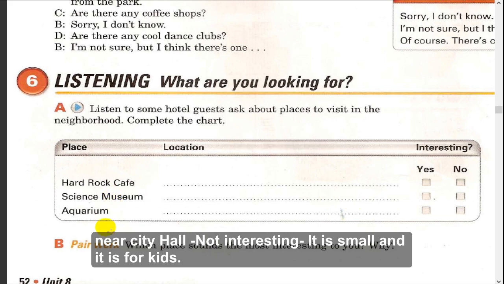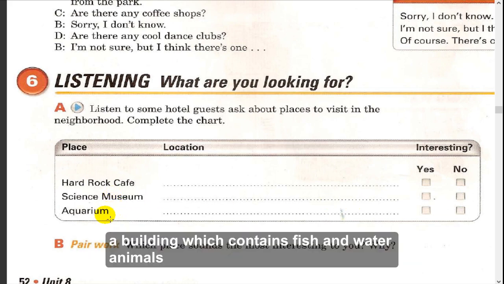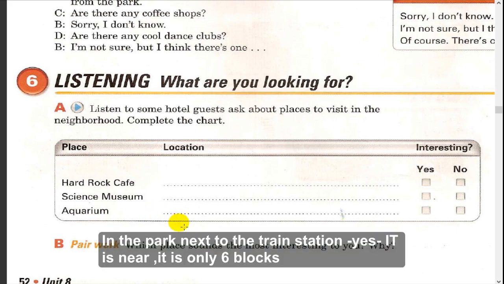Three, aquarium. It's very big. You see different kinds of fish: whale, dolphin, shark. Location: in the park, next to the train station.